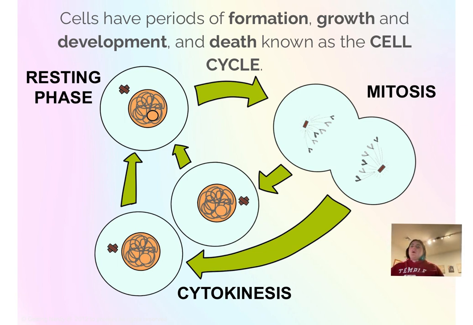All right, we're going to talk about mitosis now. Every cell goes through a formation period, a growth period, and development, and death, and it's known as the cell cycle. We've already talked about interphase, which is our resting phase. There's growth that goes on and there's duplication that goes on. We're going to talk a little more about that. Then we have mitosis, and then we have cytokinesis. So interphase and cytokinesis are not included in mitosis.